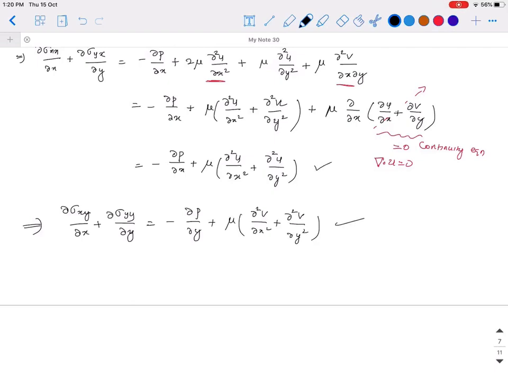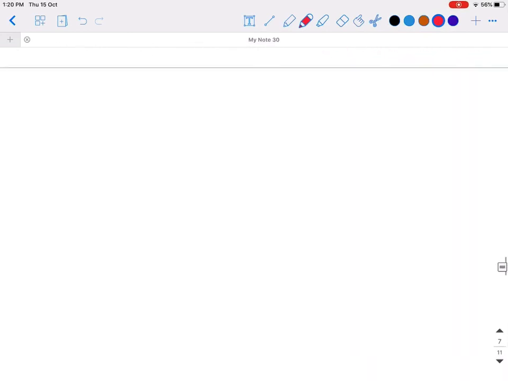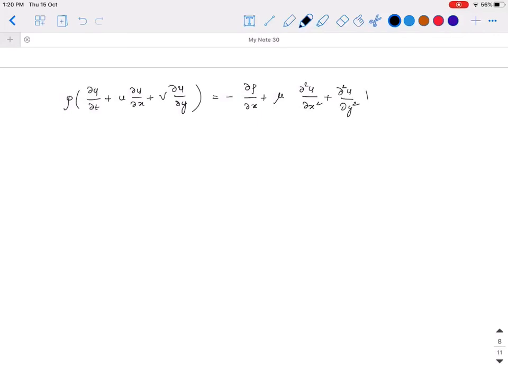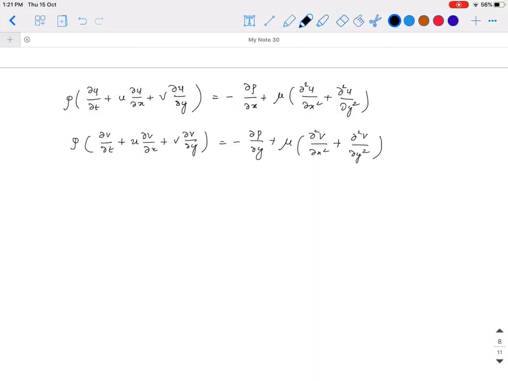So when we substitute these two in the Cauchy equation, we will get, in the x direction, and similarly in the y direction, the momentum equations for a 2D flow, including the continuity equation.